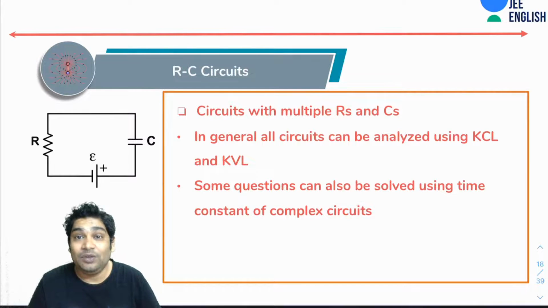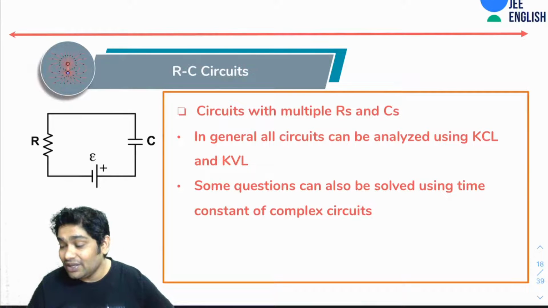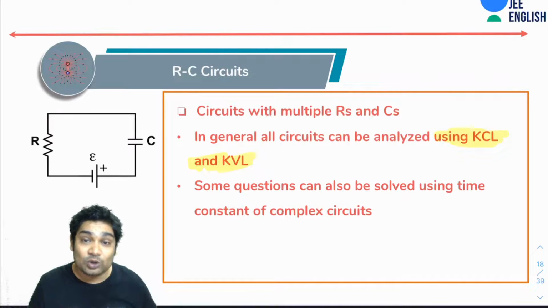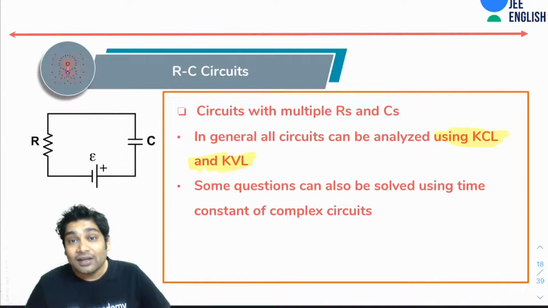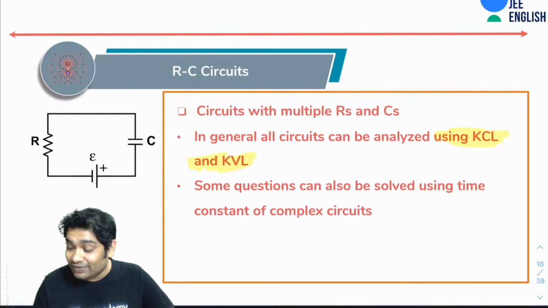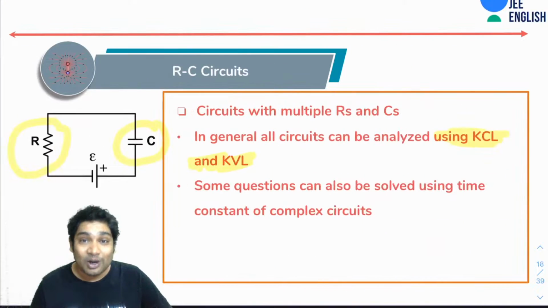Then again, the most general approach would be using your KCL and KVL. No matter how complex circuits they give you, you can always use your KVL and KCL. There are some other ways also with which you can reduce that effort. So what you can do is, whenever you have a circuit, you can convert that into a circuit containing a single capacitor and a single resistor, and then use the equations which you have already derived for this kind of circuit.